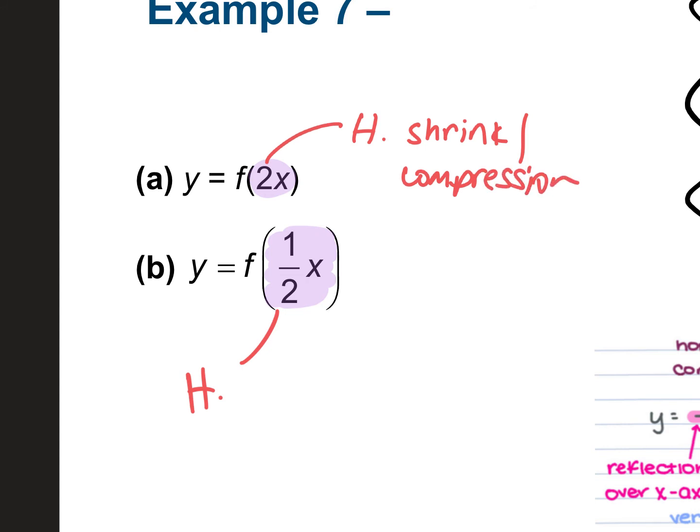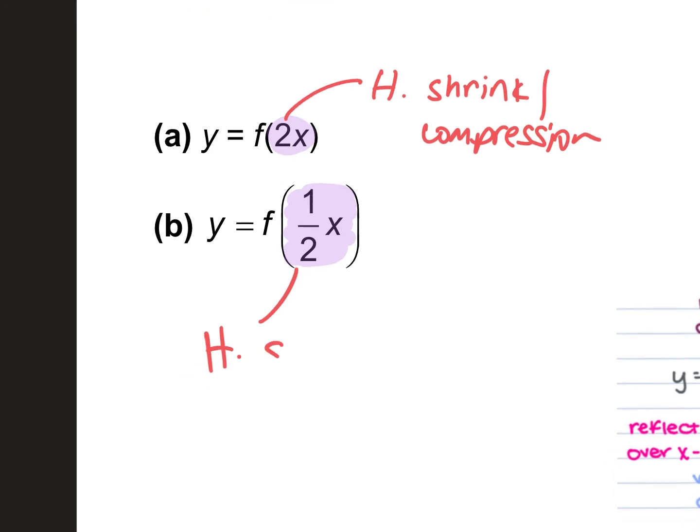And then what would B be? A stretch. It looks like it would be a shrink because it's less than 1, but it's actually a stretch. Because it's inside, it's with the function, so it's the opposite of what you would think.